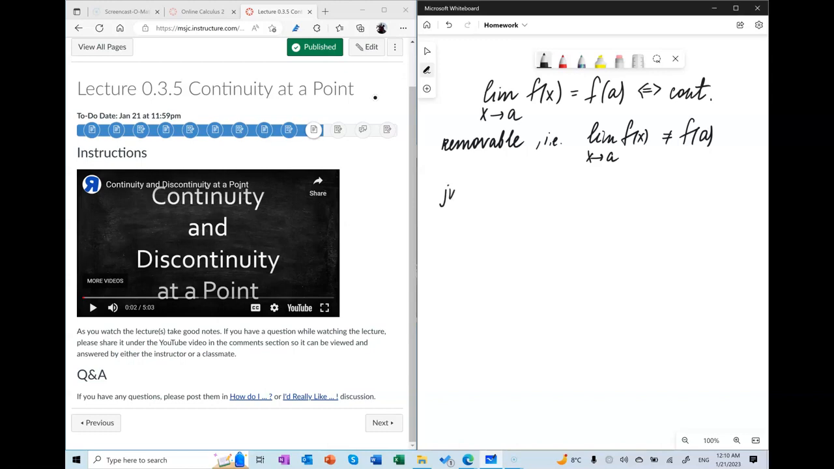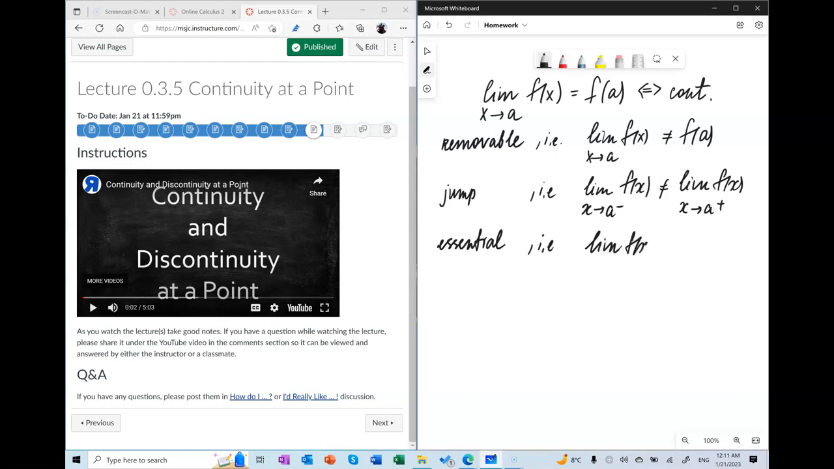We also have jump discontinuity that happens when the left-sided limit and the right-sided limit exist, are finite, but do not coincide. And we also have essential discontinuity, which occurs when the limit of f of x as x approaches to the left or the right is equal to plus or minus infinity. So this is like a brief summary of the lecture, and let's jump right into the homework.